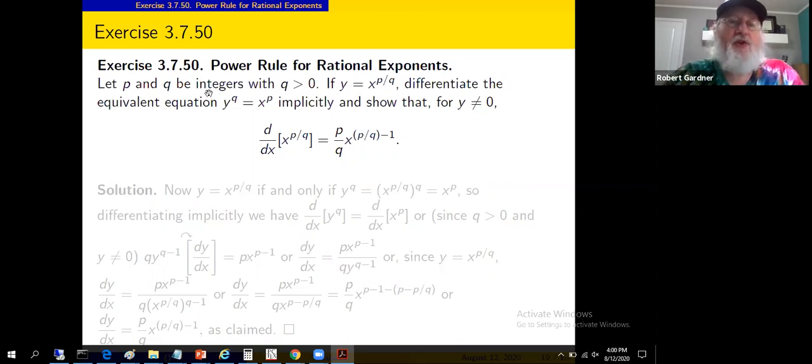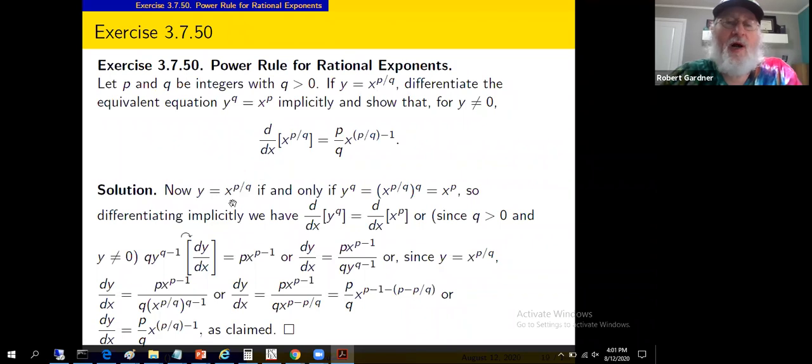So let p and q be integers, say q is positive, so if there's any negativeness, give it to p. If y equals x to the p over q, differentiate the equivalent equation, y to the q equals x to the p, just raise both sides to the q power. Differentiate this equation implicitly and show that, for y non-zero, the derivative of x to the p over q equals p over q, x to the p over q minus 1.